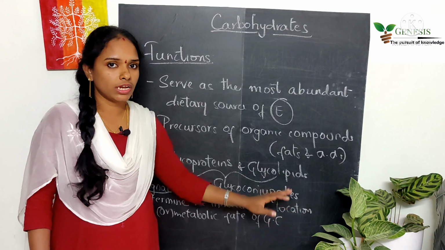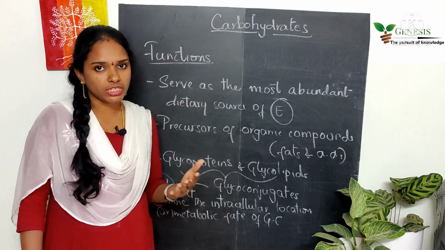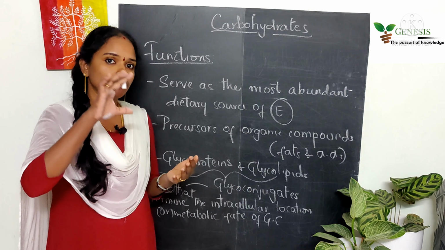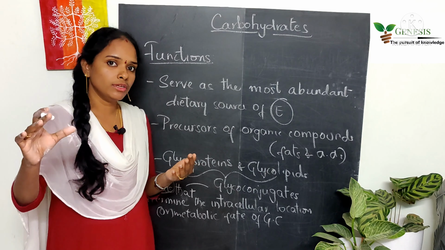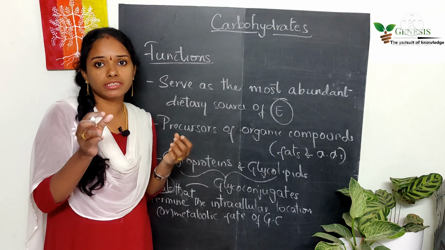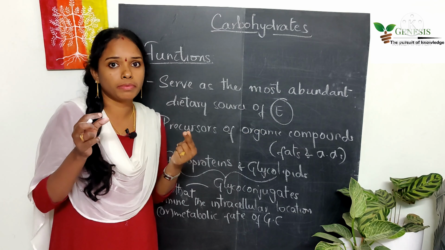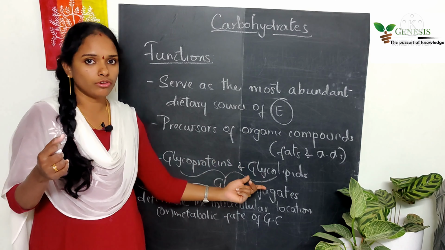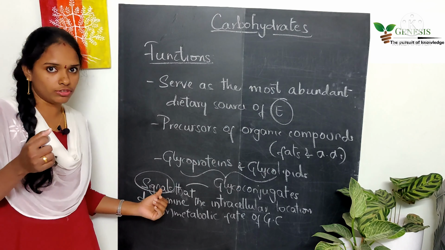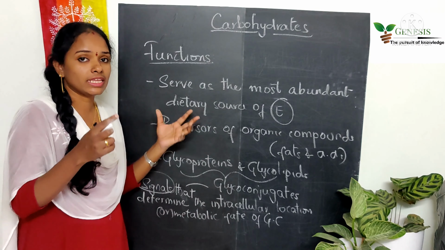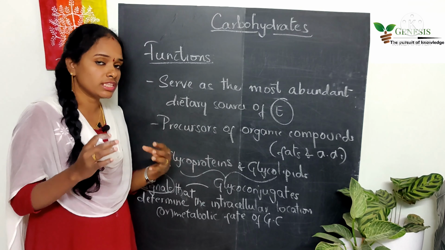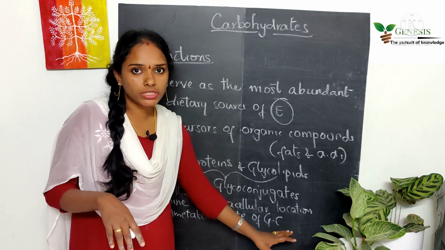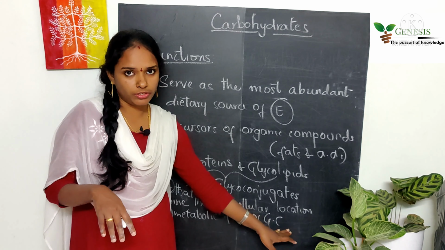So this we understand once we discuss the transport of molecules. After their production, their synthesis, they have to reach their destiny. For them to reach their destiny, they need certain signal molecules to find their path. So carbohydrates in the form of these glycoconjugates act as the signal molecules to determine their intracellular location, where they have to be located, or simply we can say the metabolic fate of those glycoconjugate molecules.